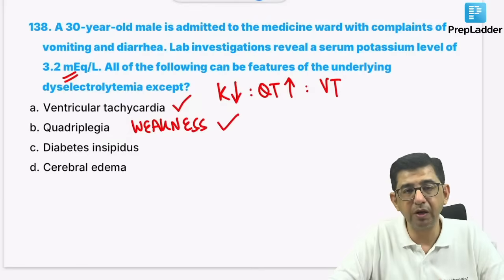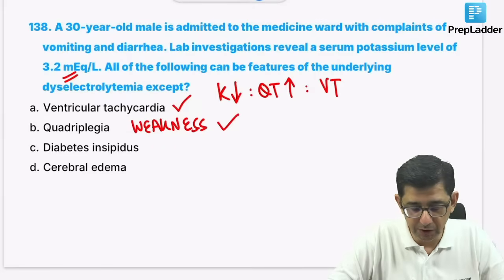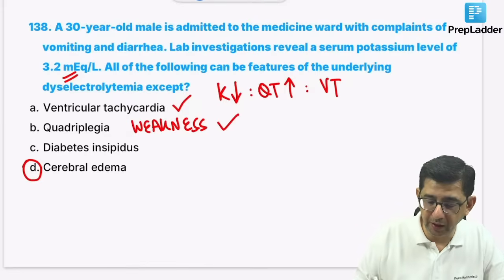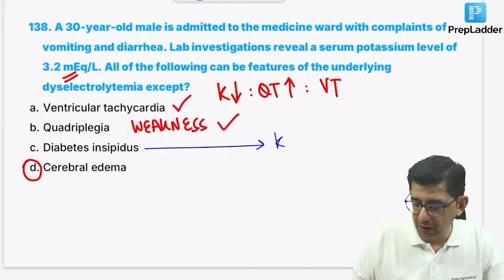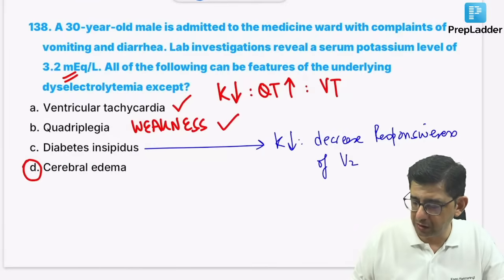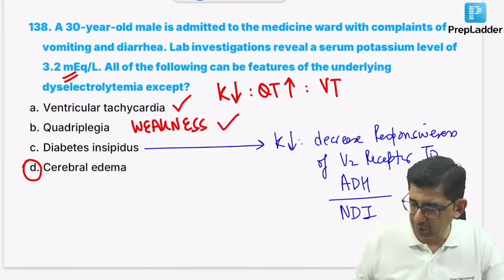Quadriplegia will occur in a patient because hypokalemia contributes to muscle weakness. Now we're left with diabetes insipidus and a cerebral edema component. So let's have answers here. Quick voting, please. Yes. The correct answer is D, cerebral edema. Cerebral edema is seen with hyponatremia. Now, why diabetes insipidus? So listen to this. Hypokalemia has been shown to decrease the responsiveness of V2 receptors to antidiuretic hormone. That explains why the manifestations can be akin to that of nephrogenic diabetes insipidus.